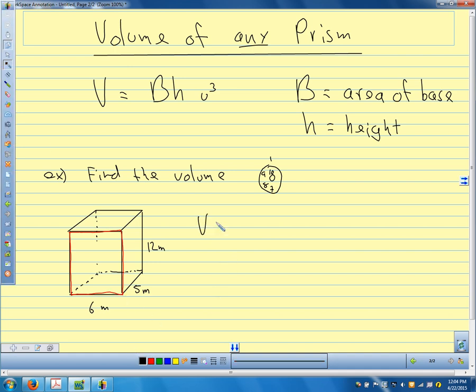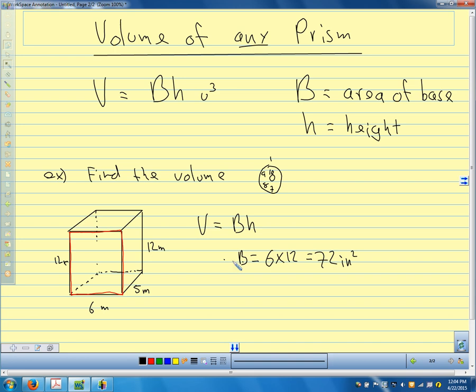So our volume is the area of the base times the height. So what is the area of that rectangle that I've marked in red? 6 times 12, right? Because that side's 12 meters also. So B equals 6 times 12, which is 72 square inches.